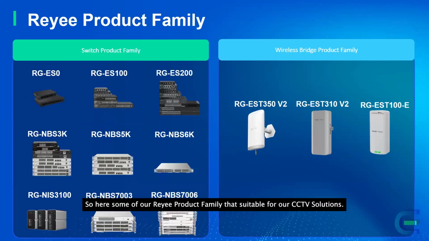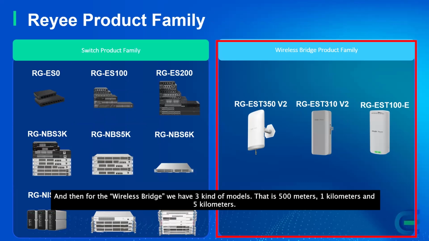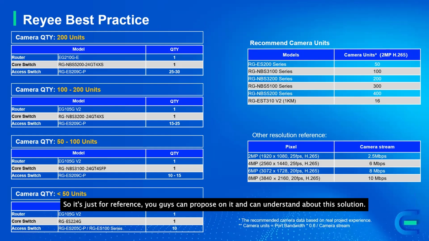Here are some of our product families that are suitable for our CCTV solutions. On the left hand side is all about the switches, from unmanaged switches up to AC switches. We cover the full range. And for the wireless bridge, we have three kinds: 1 kilometer, 500 meters, and 5 kilometers. Here are just some solutions for you guys to reference, for different numbers of CCTV cameras. This is just for reference. You guys can take a picture of it and get an understanding of these solutions.